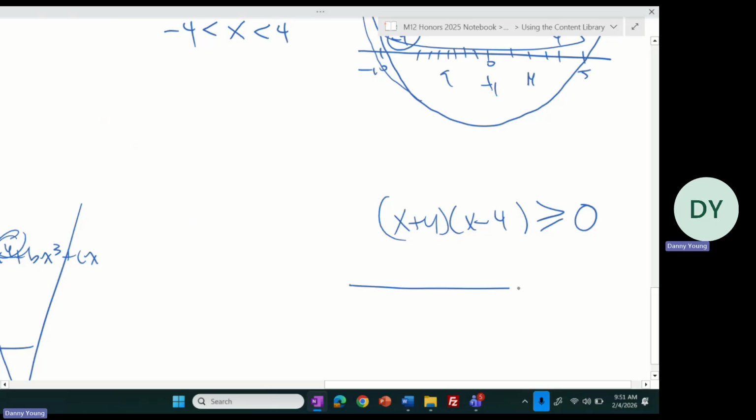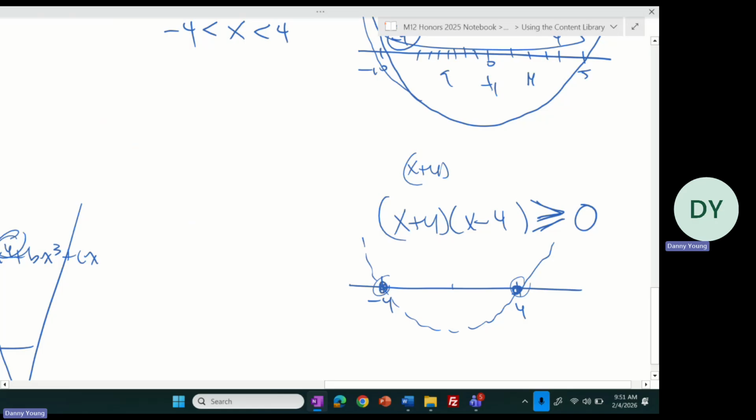If this was equal to 0, what are the numbers? x plus 4 gives -4, and 4, right? Your problem looks like this. I'll tell you why later on why the problem looks like this. In the meantime, you want it to be bigger than 0, right? Do you want the middle? Do you want it to be on the 4 and -4? This means greater than or equal to, so therefore you want the 4 and you want the -4.